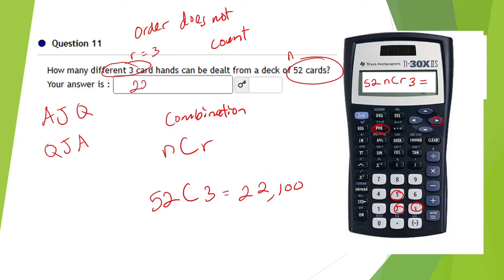So there's 22,100 different 3-card hands that we can be dealt from a standard 52 deck.